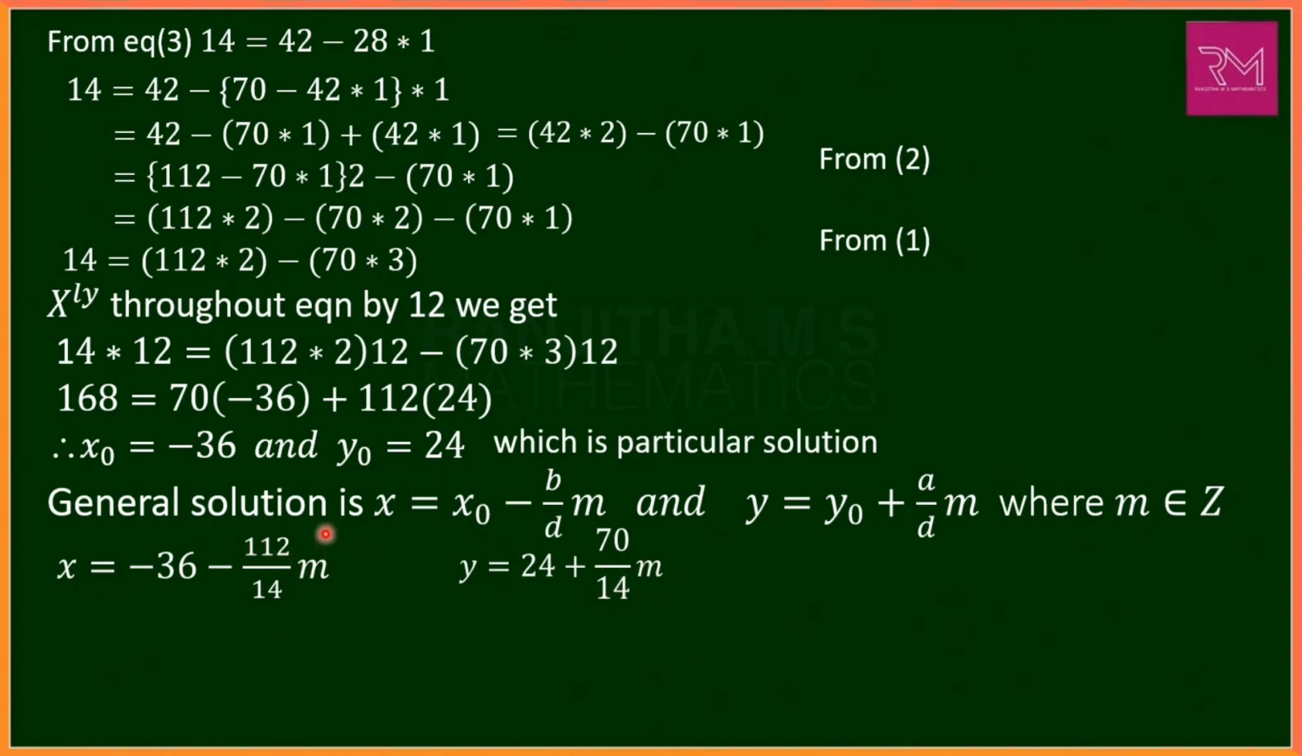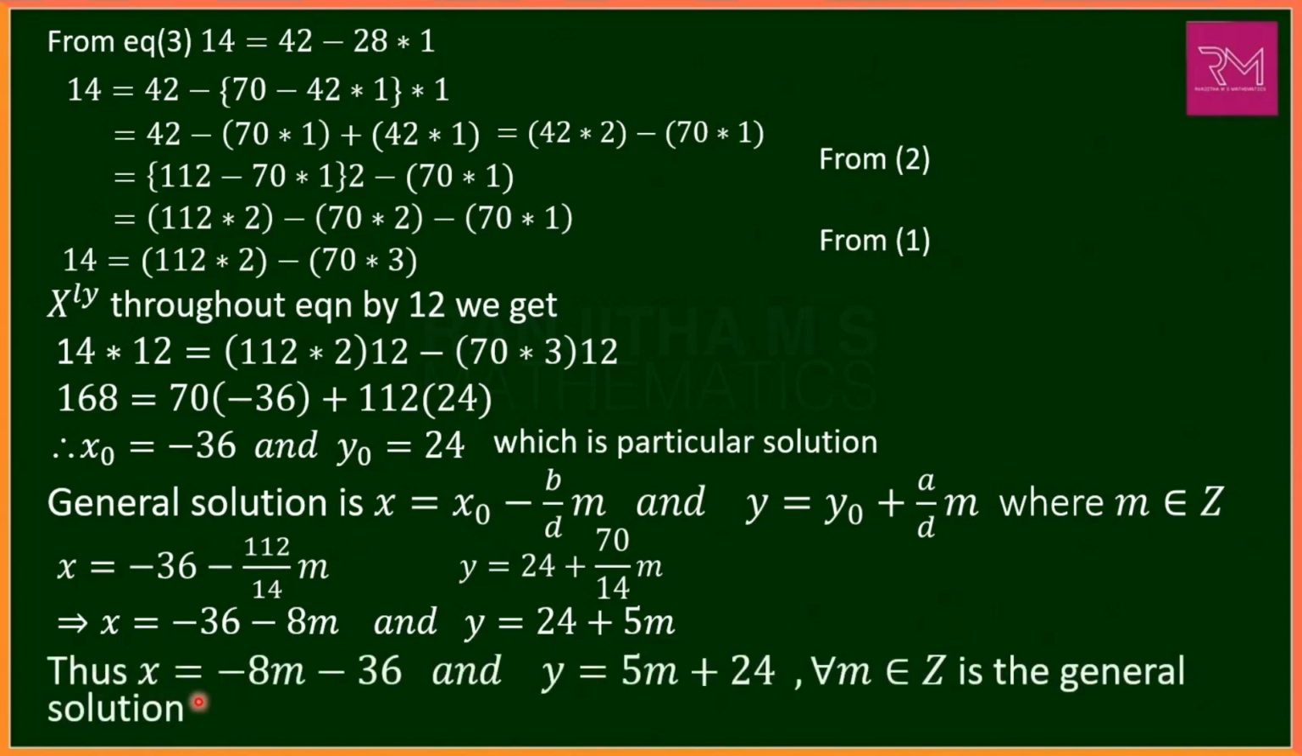Next step, we know that 112 divided by 14 is 8, and 70 divided by 14 is 5. Substituting those values, we get x = −36 − 8m and y = 24 + 5m. Therefore, finally we can conclude that x = −8m − 36 and y = 5m + 24 for all m belonging to Z is the general solution for the given linear Diophantine equation. So this is the procedure to find the general solution for a linear Diophantine equation.